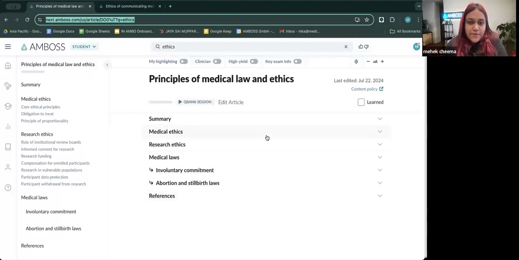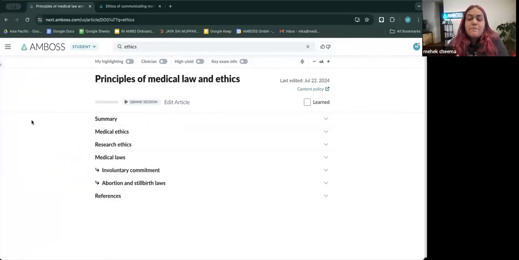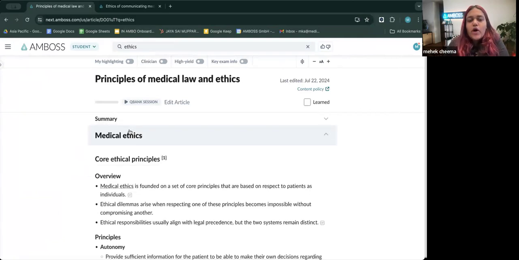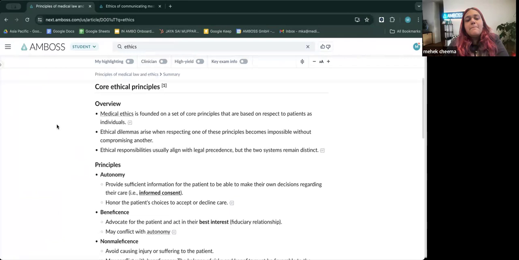All right, so I'm going to start sharing now, and we're going to first look into the principles of medical law and ethics. One thing I want you to understand is that medical law differs from country to country. However, ethics don't necessarily differ. The reason for that is because what are medical ethics? Medical ethics is essentially a set of core principles that we need to respect patients as individuals.